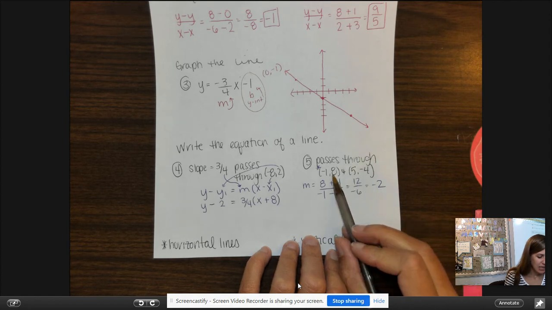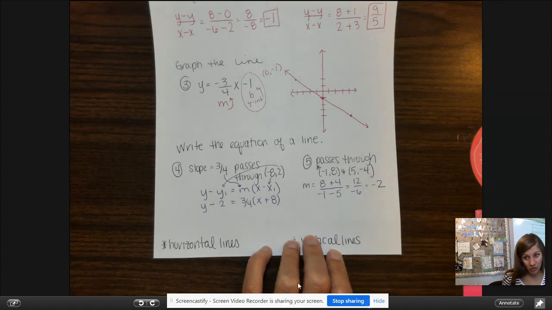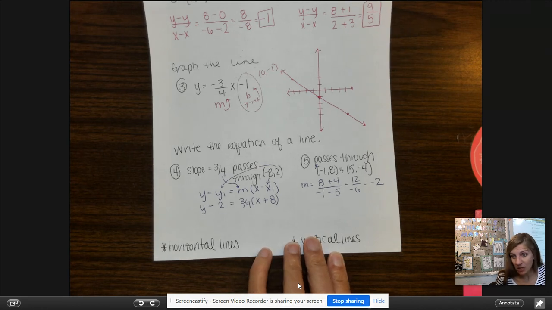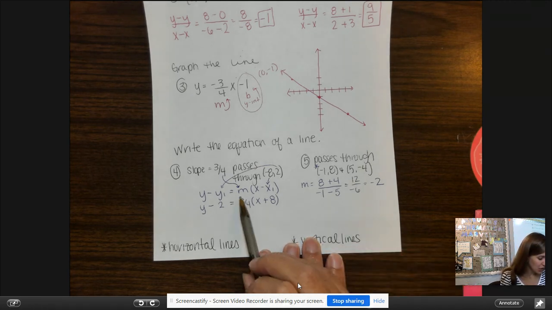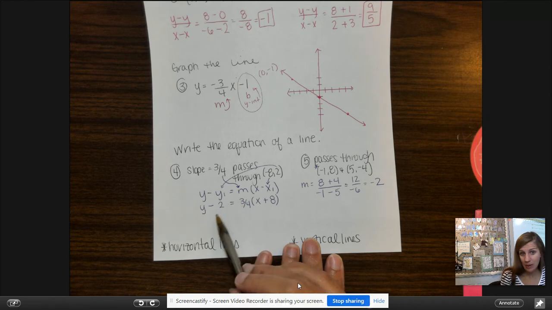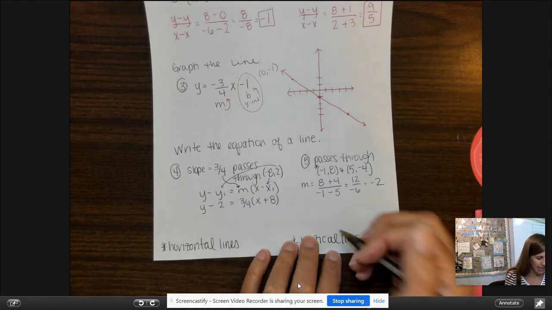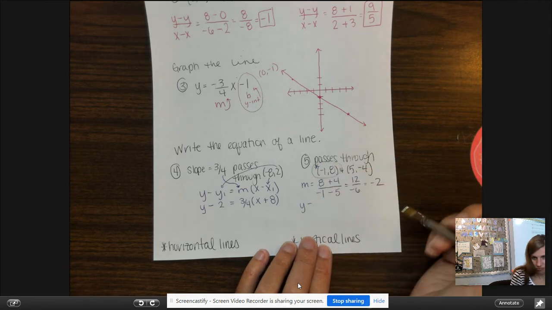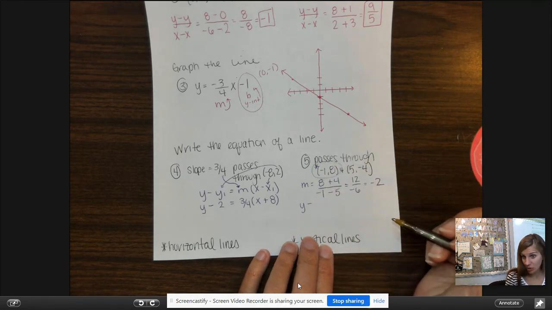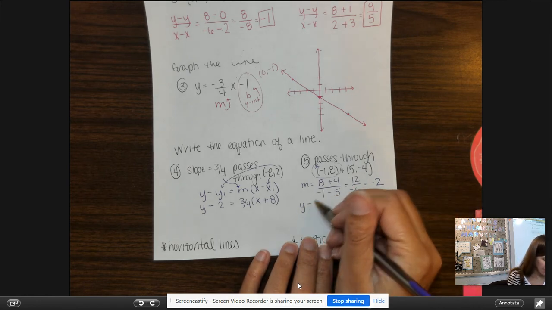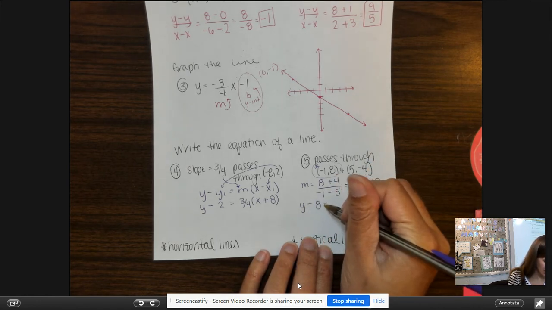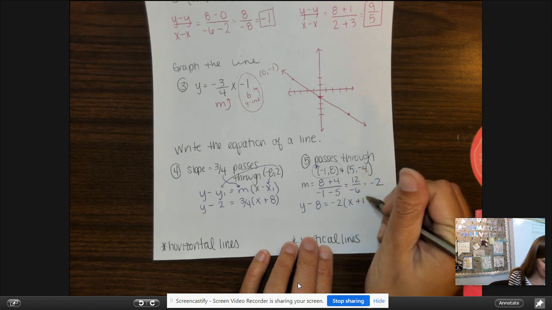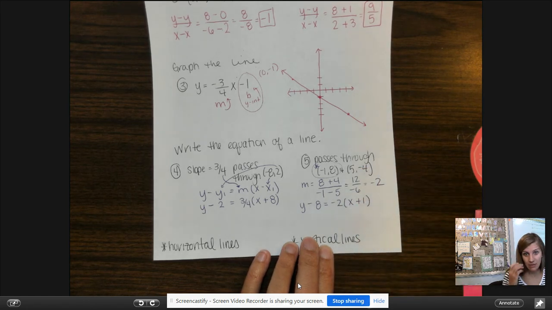Then, because both of these points are just general points, neither of them are my y-intercept, I think I'm going to do like I did right here and use my point slope form because that's easier. So we'll do y minus, and I'll just go with that first point again. Why not? Doesn't matter. You can pick either. So we'll do y minus 8 equals negative 2 parentheses x minus negative 1. So the double negative becomes a plus.